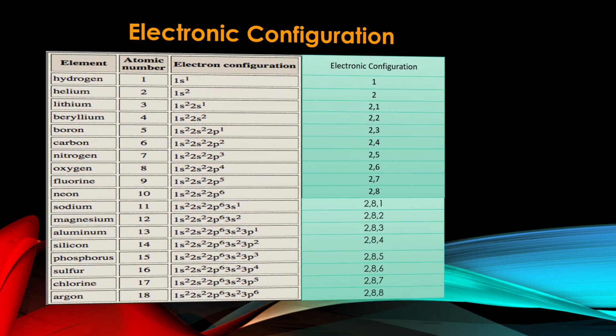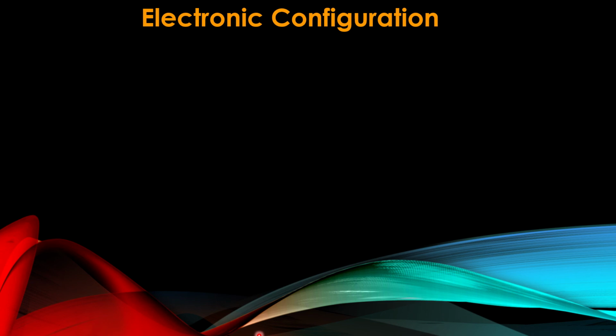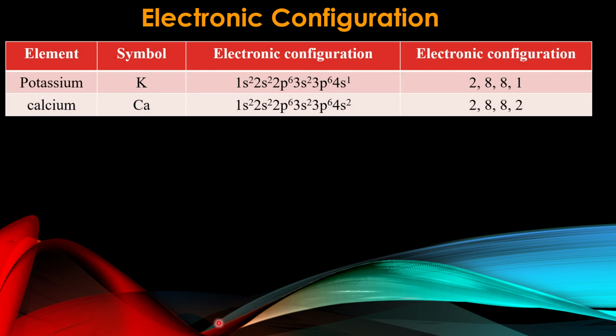Now we will see the electronic configuration of potassium and calcium also. Look, for potassium there are a total of 19 electrons: 1s2, 2s2, 2p6, now 6 and 2 is 8, 2 more is 10 electrons, 3s2, 12 electrons, 3p6, 18 electrons. Now only 1 electron is left.